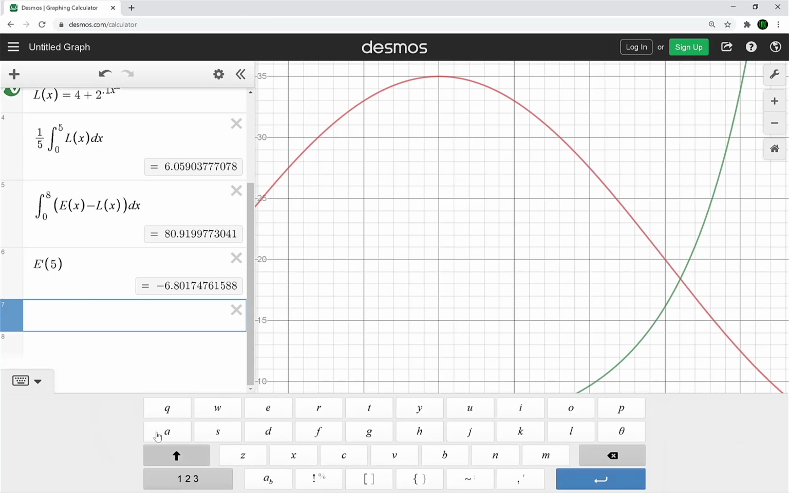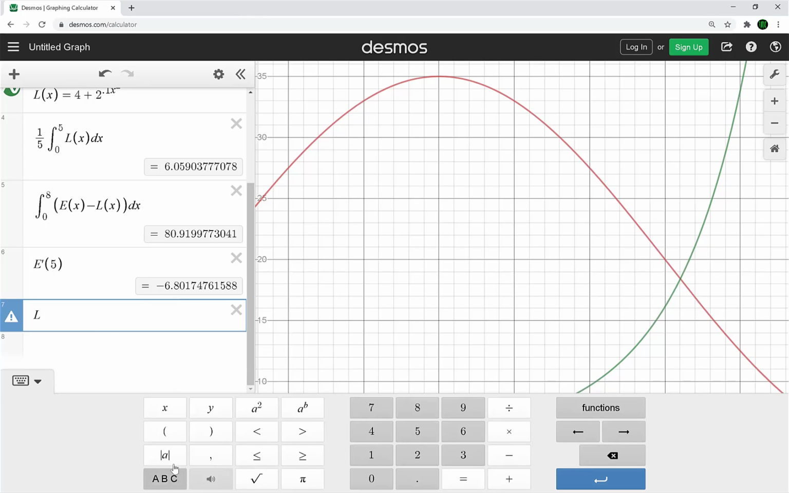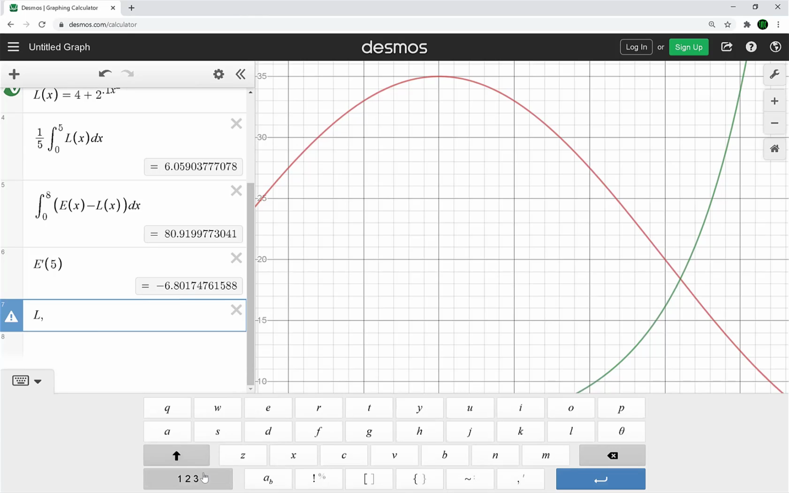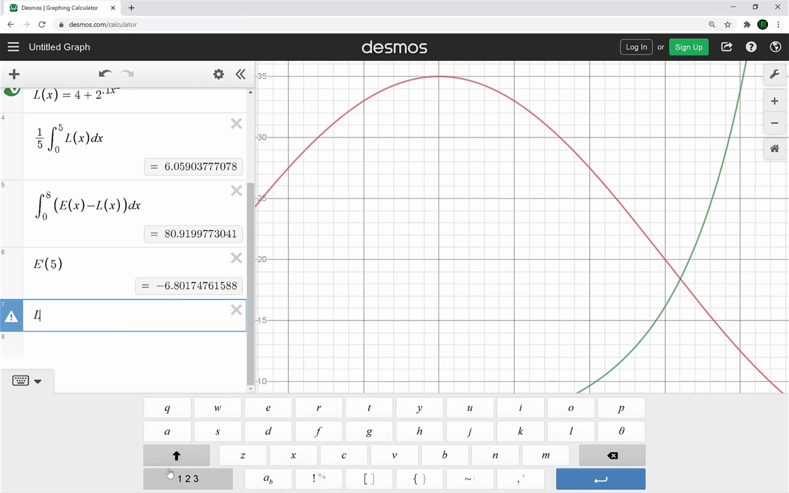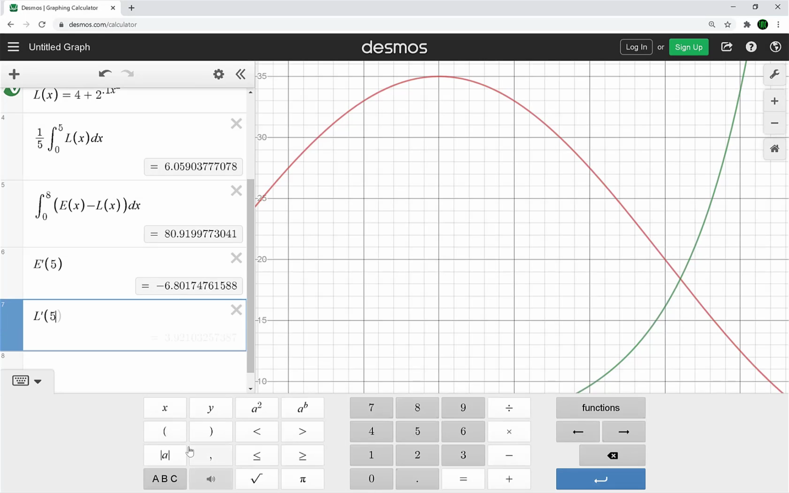So check it out. I'm already taking a guess. If E prime is negative, all L has to do is be bigger than negative 6. So let's see, L prime of 5. Oh, I didn't even put prime in there. Sorry, guys. There you go. L prime of 5 is definitely larger than E prime of 5.